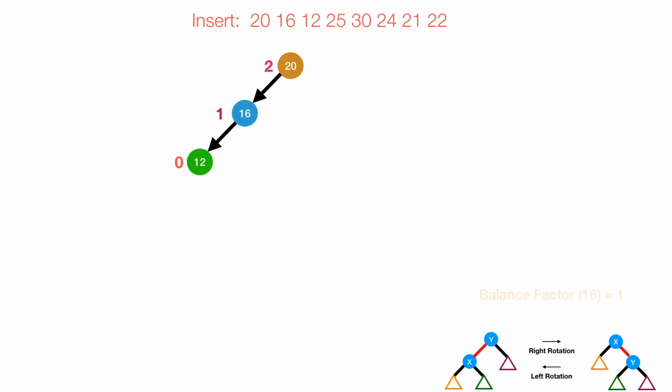Now going up to 20, it has a height of 2, and it has a balance factor of 1 minus -1, which is going to be 2. And as we know, 2 is not a valid balance factor. And we have to fix this, and this brings us to our left case.